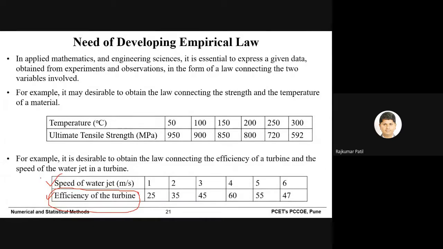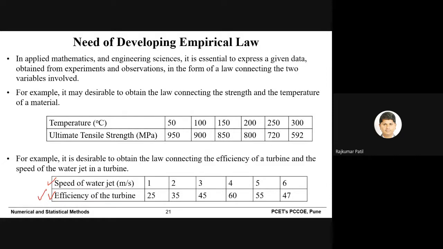Now, what we did in this case, for simplicity purposes, we considered only one parameter, that is speed of water jet. But in real life, what is your role as an engineer? You need to find out a list of parameters that will affect the efficiency of the turbine. And once you identify those parameters, try to identify the impact of each parameter on the efficiency.